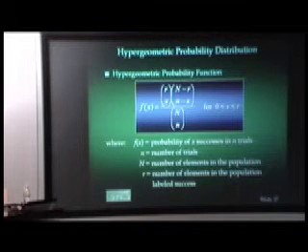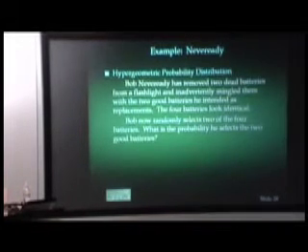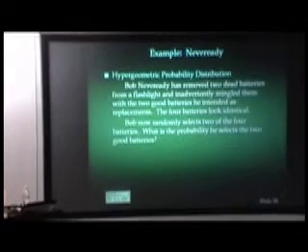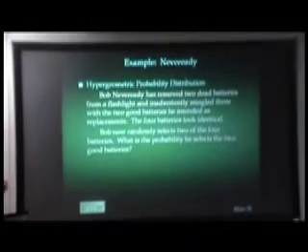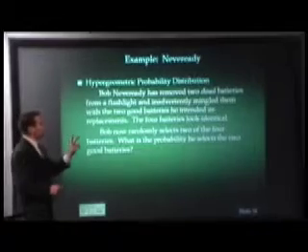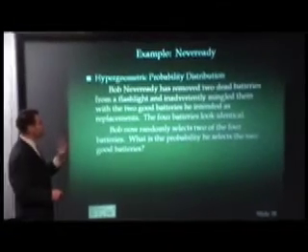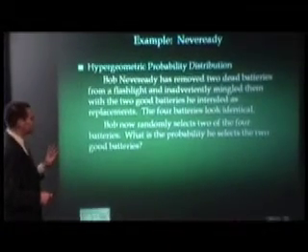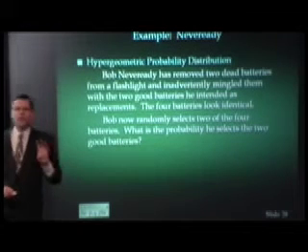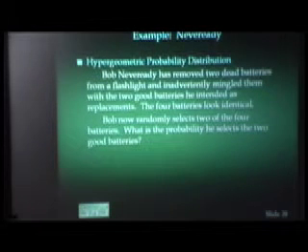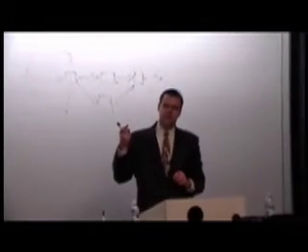We'll look at an example. Let's assume that the infamously named Bob Neveready has 2 dead batteries and 2 good batteries, and of course he's confused as to which one is which. So he's going to randomly select 2 at a time. Well, actually he's going to randomly select 2. Let's first think about this from first principles. Bob picks out a battery. What's the probability it's a good battery?